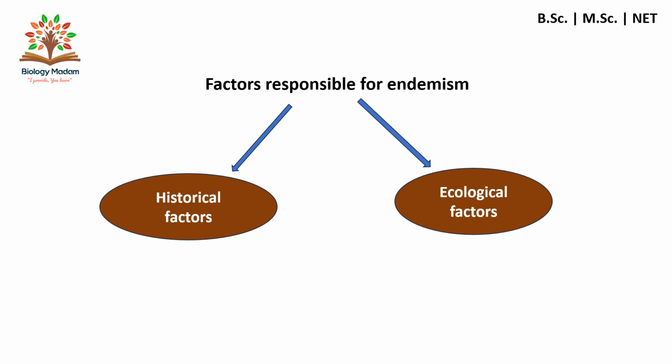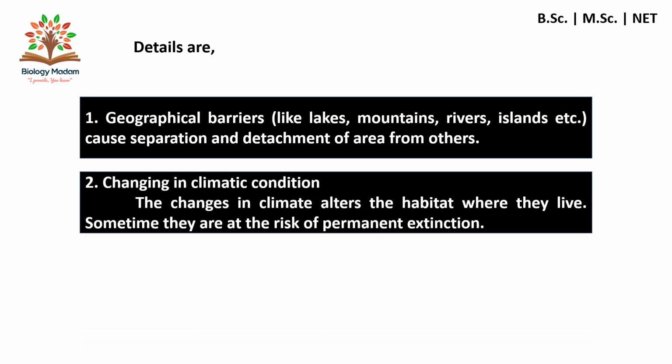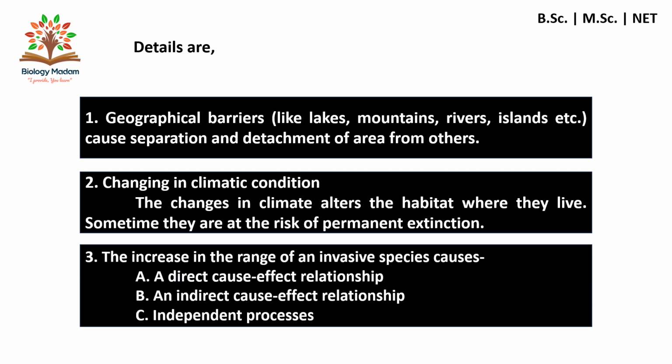So, the details of the factors responsible for endemism are, first, the geographical barriers like lakes, mountains, rivers, islands. These cause the separation or the fragmentation of the species. The second one is the change in climatic conditions, which also alters the habitat where they basically live.